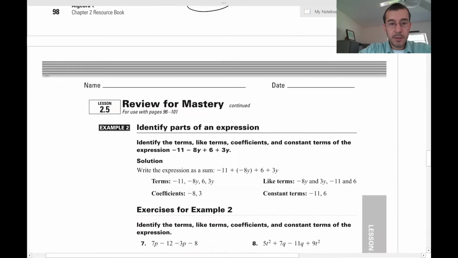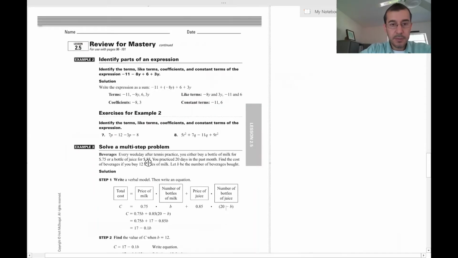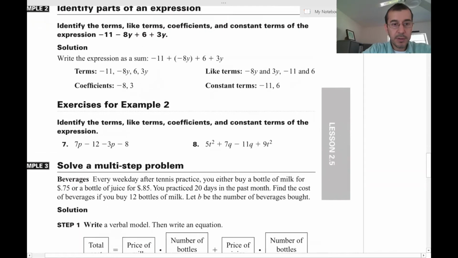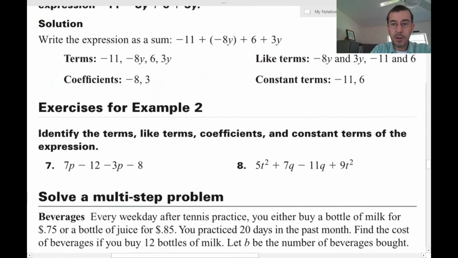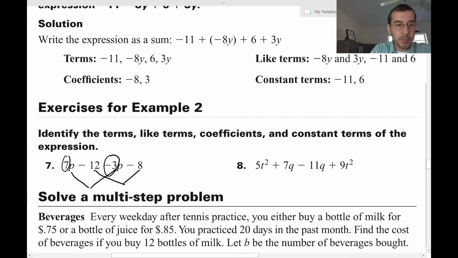Okay. Then we have 7 and 8. We just have to identify the terms, like terms, coefficient, and constant terms. Identify the terms. The terms are 7p, minus 12, minus 3p, minus 8. Like terms are 7p and minus 3p, and minus 12 and minus 8. Coefficients are 7 and minus 3, the numbers before the variable part of the term, and constant terms, minus 12, minus 8.